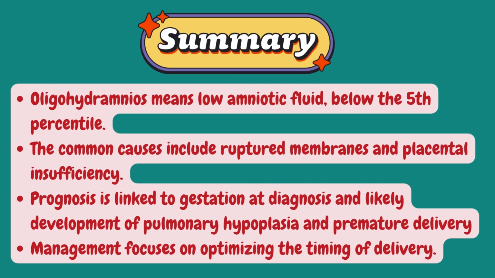The common causes include ruptured membranes and placental insufficiency. Prognosis is linked to gestation at diagnosis and likely development of pulmonary hypoplasia and premature delivery. Management focuses on optimizing the timing of delivery.